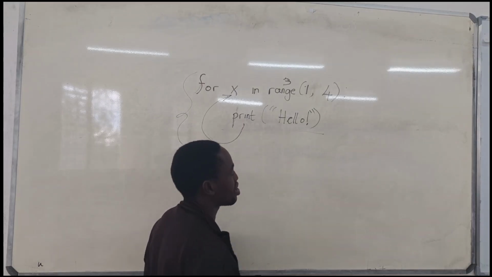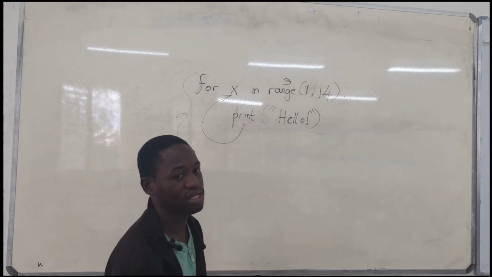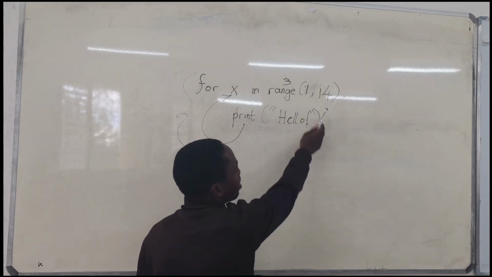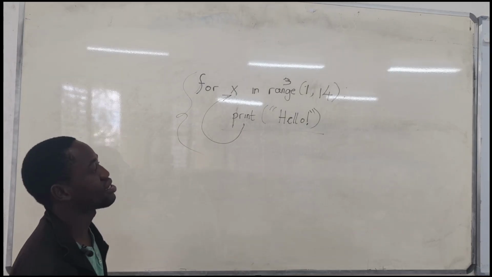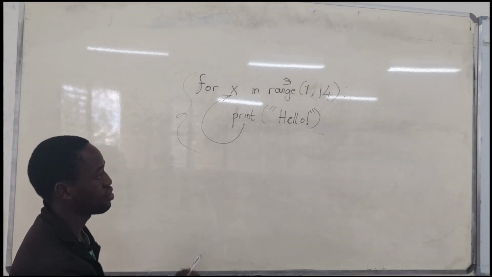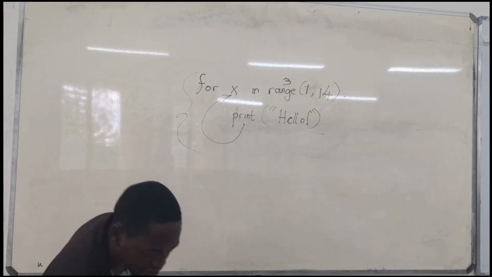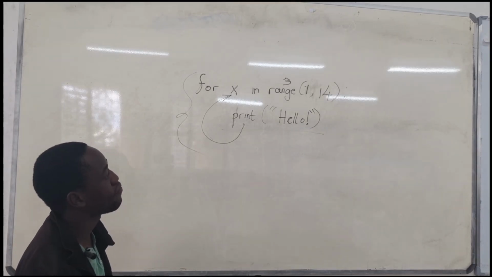So even if I was to just say 14, it will just print it 13 times. It's always the number here minus 1. The number at the end is exclusive. So that's how you would print hello, and whatever specific number of times you want to print it using the for loop, just like that.